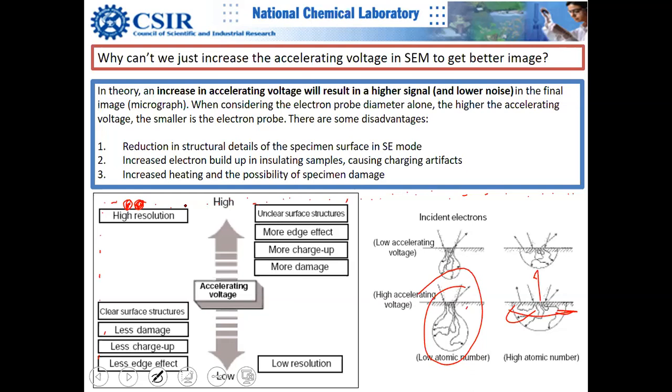Yes, sir. Because they have low Z number atoms, your electron beam can penetrate much deeper into the sample. Got it? Okay.